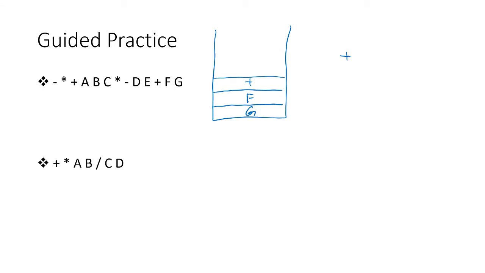So we pop off the plus. Then we pop off the F. Let's go ahead and erase those. The first one we pop off is the first operand. The second one we pop off is the second operand. Push it back on. E, D, minus. Let's pop off the minus, pop off the D, pop off the E, and push it back on.